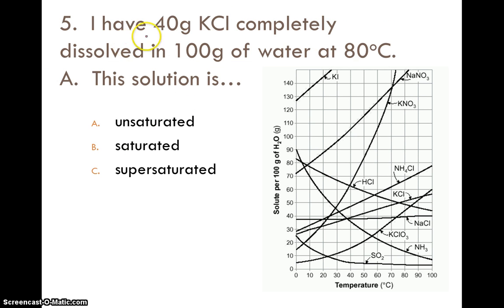Our last question here: I've got 40 grams of KCl completely dissolved in 100 grams of water at 80 degrees Celsius. This solution is... how we tackle this one is, okay, I'm at 80 degrees Celsius, and I've got 40 grams, which would put me right here. So let's find our KCl line. Our KCl line is this one up here. Since I'm below that, I would be an unsaturated solution.